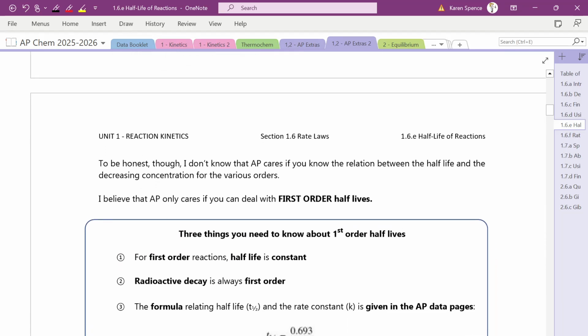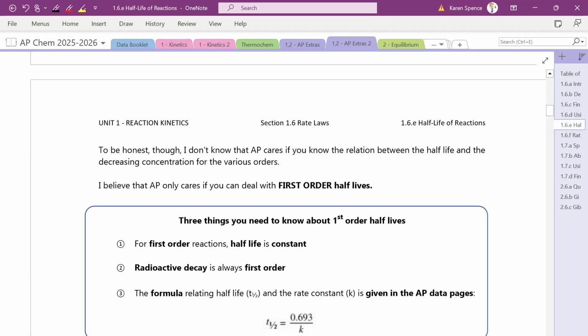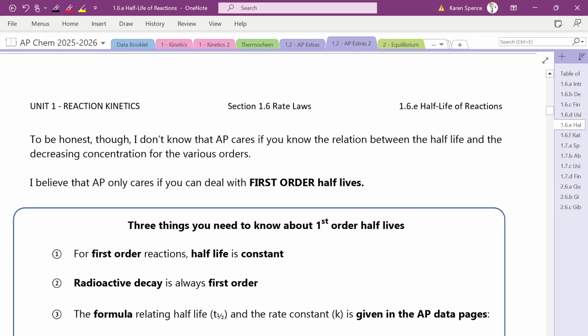To be honest, though, I think AP doesn't care if you know the relation between half-life and the decreasing concentrations in the various orders. It's not that you can't use it, there are other ways to go about it. You can take the natural log, you can take the 1 over whatever, and if you forget them, it's not the end of the world, yeah? Because there's other ways of doing it. But what AP cares about is that you can deal with first order half-lives, and that's because they give you a formula related to first order half-lives on the data sheet, okay?